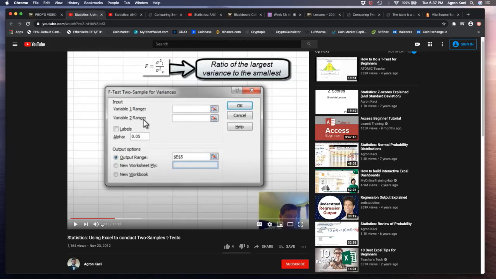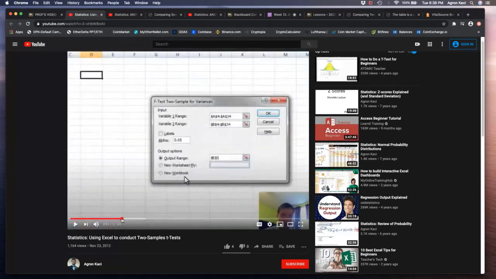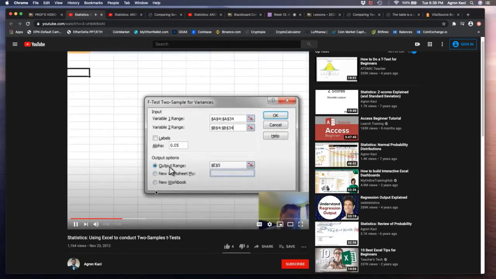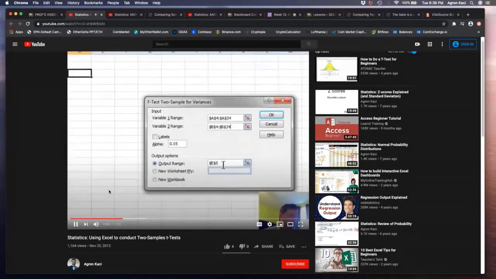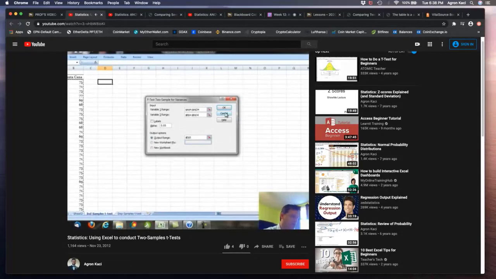I already did that here. You can also check the label, so you can see the group name, Cancun or Punta Cana, and then you can figure that out. But I just want the output to be right here on this page. Therefore, E5 would be the place where I want the output.